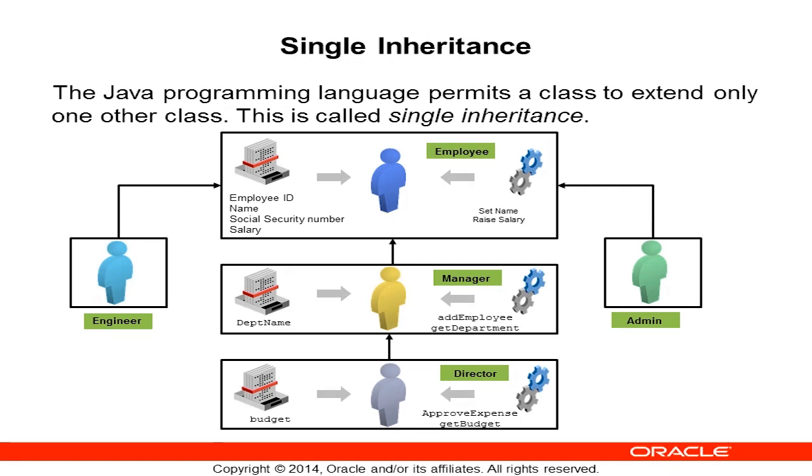However, our engineer can only extend employee. It couldn't extend director as well. So we can't have an engineer that's both an employee and a director or even a manager. So with single inheritance, you can only call extends and extend one class name to be your superclass.